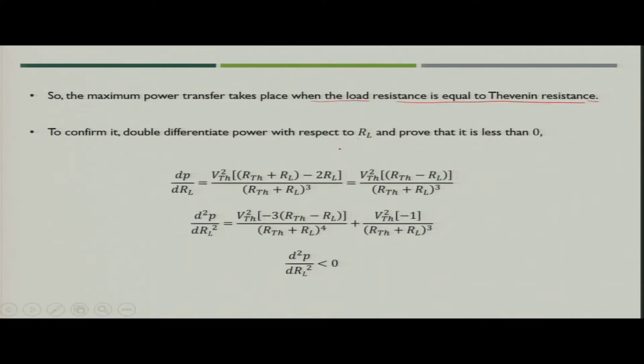So, what we have to do? We have to double differentiate the power with respect to RL, and we will prove that it is less than 0. When d2P by dRL2 is less than 0, that means the RL value we found when we took the derivative, that is RTH, gives the maximum.